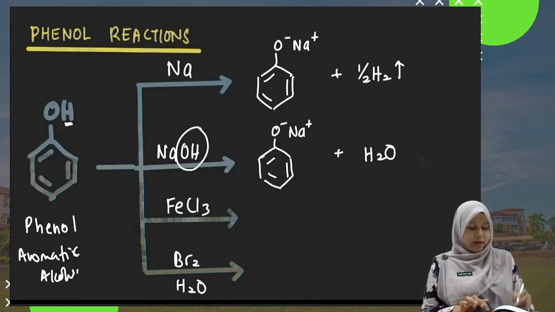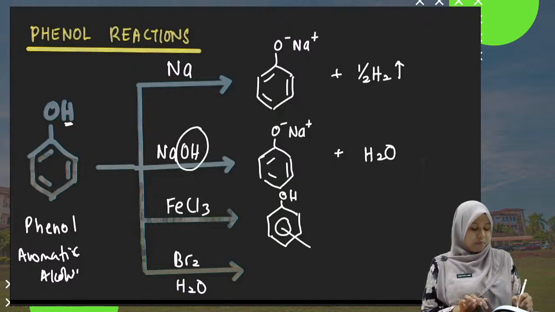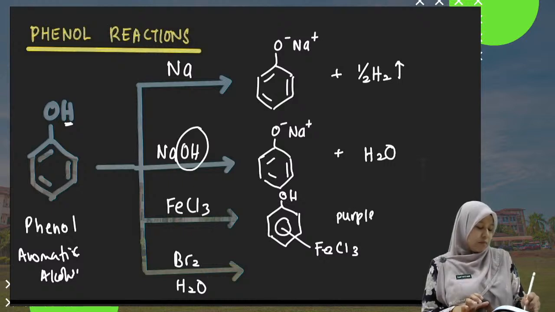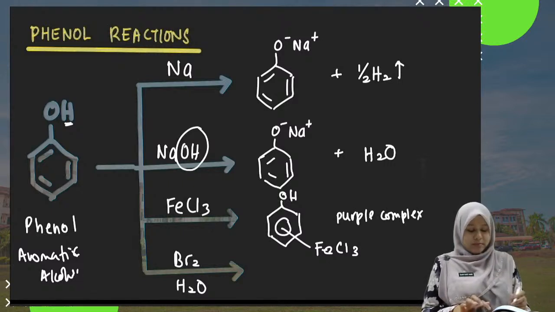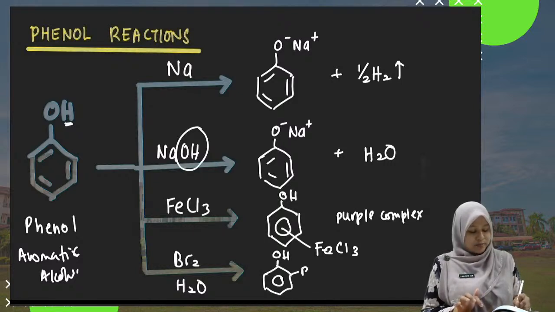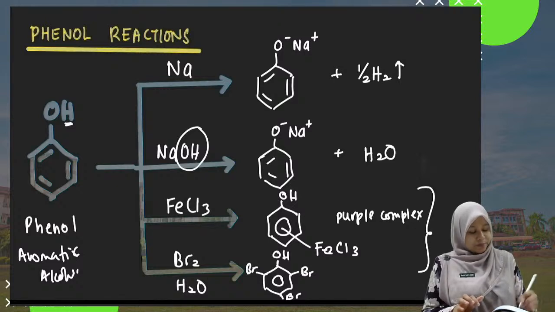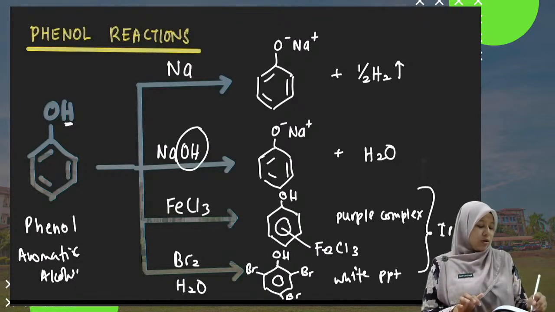Phenol react dengan FeCl3, so dekat sini kamu akan dapat purple complex solution. Yang ni boleh dijadikan sebagai identification test untuk phenol, iaitu purple complex. Dan the last one, bila phenol react with bromine in water, kamu akan dapat 2,4,6-tribromophenol. Okay, so yang ni kita akan dapat white precipitate. Dua-dua ni kita boleh jadikan sebagai identification test untuk phenol.